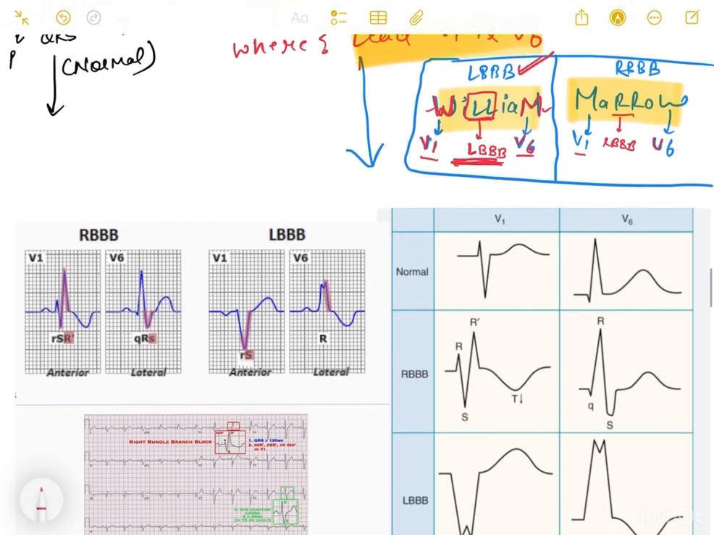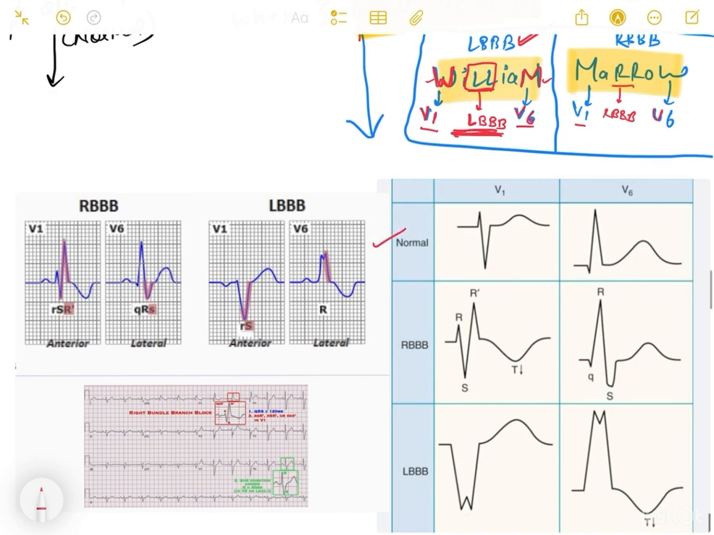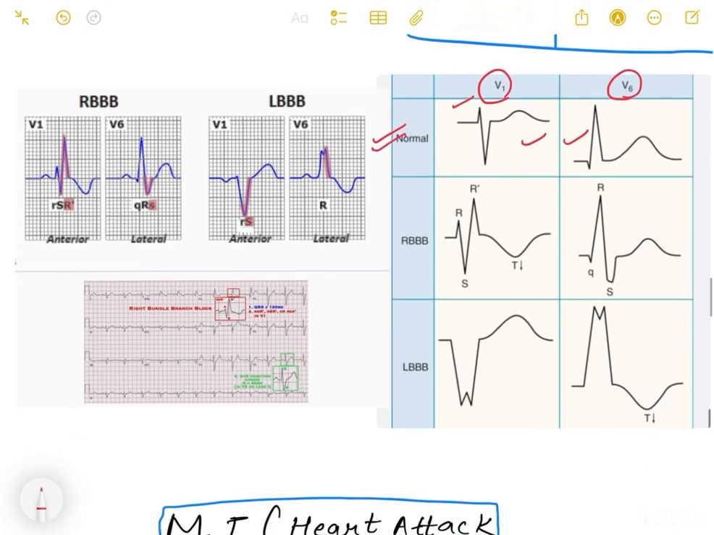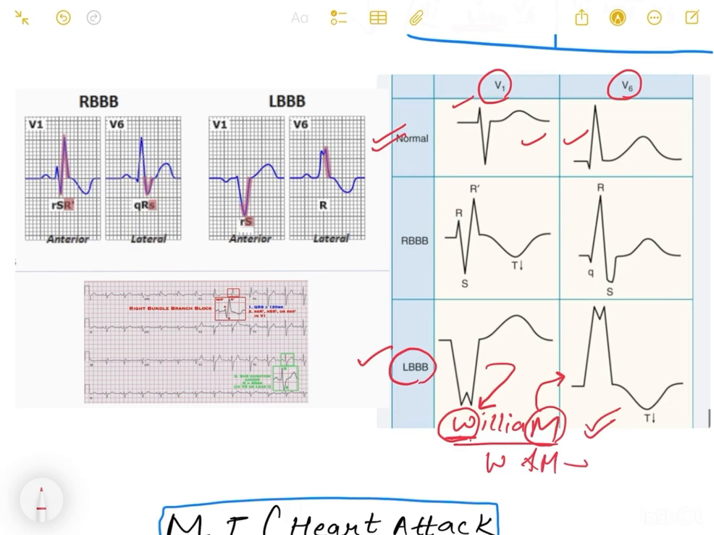Okay, let's see the example. This is a normal QRS complex in lead V1 and lead V6. Now in the case of this left bundle branch block, as I told you with the mnemonic William, you can see that the QRS complex is of W shape in V1, and in lead V6, the QRS complex is of M shape. This W and M in leads V1 and V6 is a case of left bundle branch block.